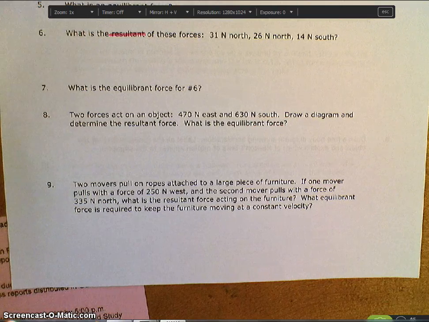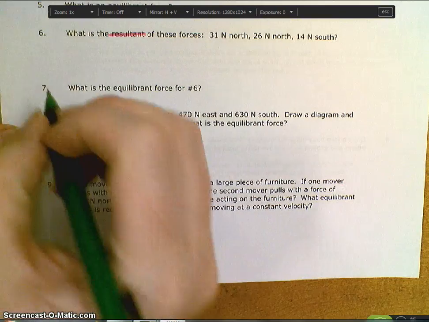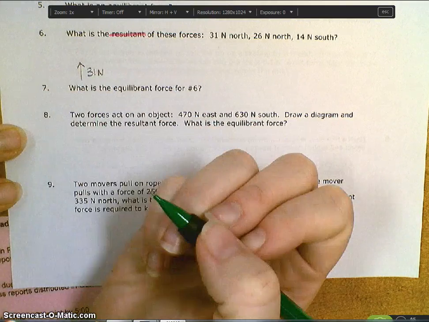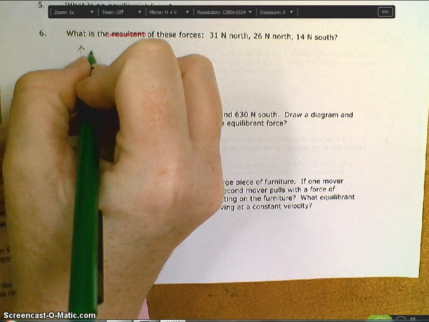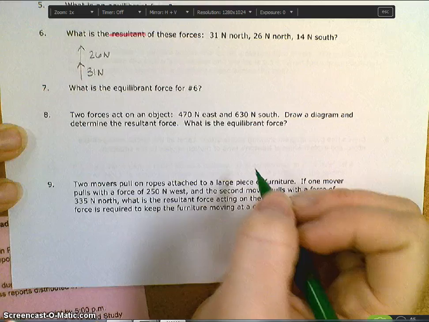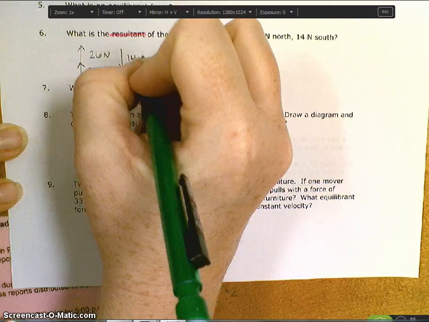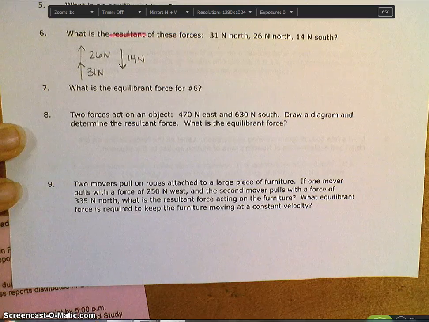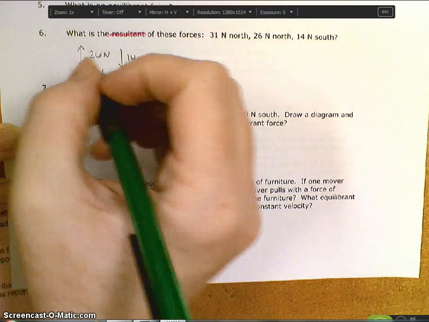So we see 3 forces, and that might surprise you, but if you draw them out, let's see what we get. 31 newtons pointing north, 26 newtons pointing north, and 14 newtons pointing south. So you only see 2 directions. First, let's combine the like directions.